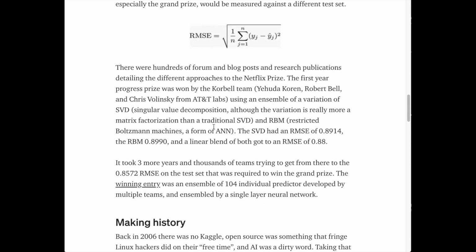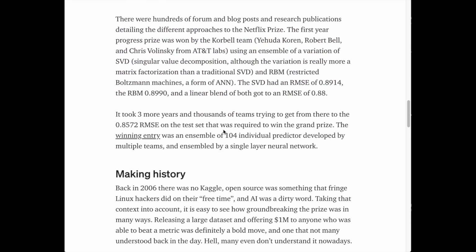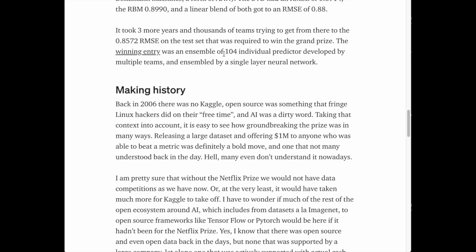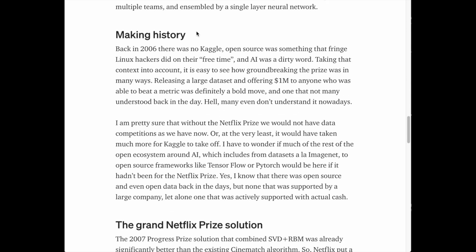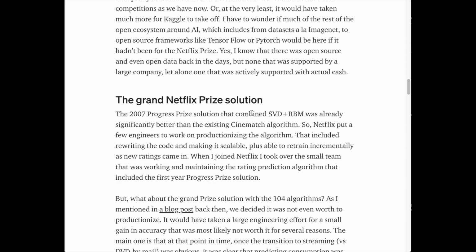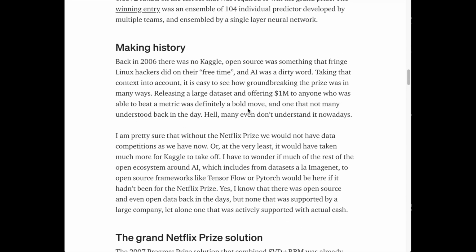So this blog post describes the system that was implemented at Netflix compared to this massive ensemble that wasn't useful because of having 104 models. And then it describes the history of how this has led to Kaggle competitions and the popularity of these kinds of data science competitions.